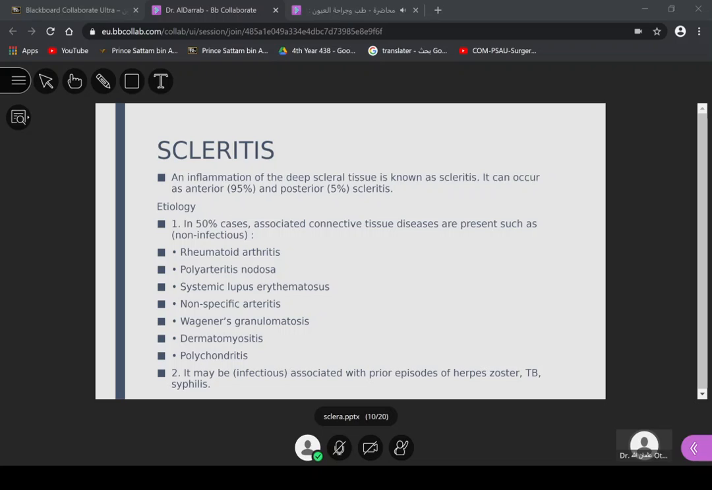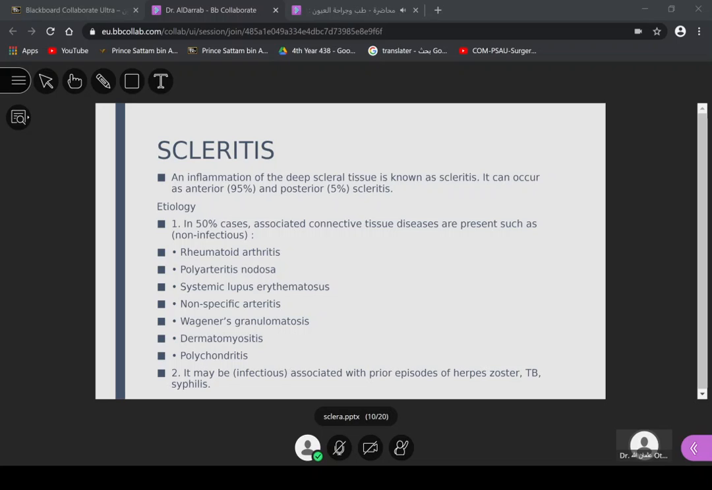Scleritis is a bad form of episcleritis because it is deeper, everything is worse than episcleritis. It is inflammation of the deep scleral tissue that can occur as anterior or posterior. Most likely anterior sclera, the front part of the sclera, 95%, or the posterior part of the sclera only 5%.